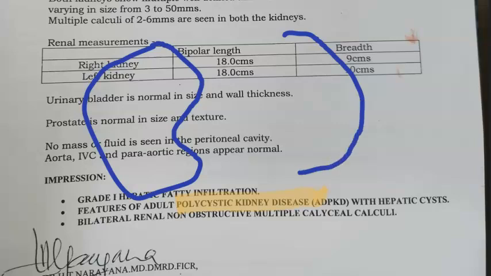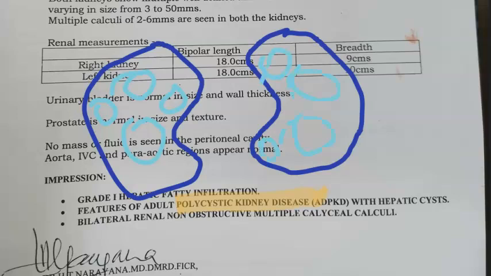So this is ADPKD, that is the dominant condition, that's what it looks like, because the kidney is full of thin-walled, multiple cysts on both sides. Not just this, even the liver has cysts. Hepatic cysts are also there. So this is what is there in this guy. Thin-walled cysts everywhere. This is the ultrasound abdomen.